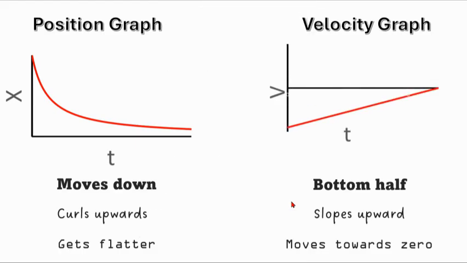And there it is. This graph fits all three of those requirements. This is an example of a negative velocity but a positive acceleration, where the object is moving backwards, so it's in the bottom half of the velocity graph, but it has a positive acceleration, and so this line is sloping upwards, and it's getting closer to zero, meaning the object's slowing down.